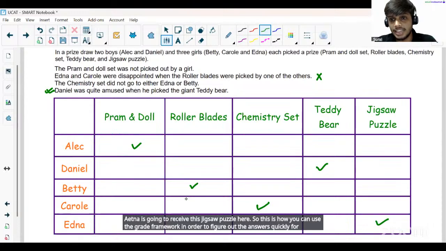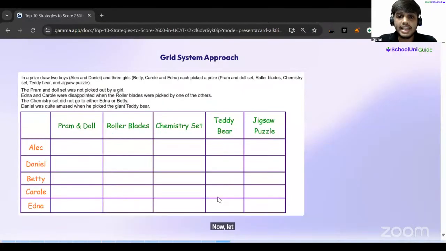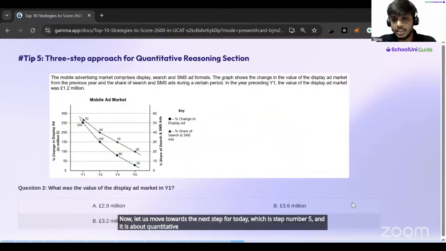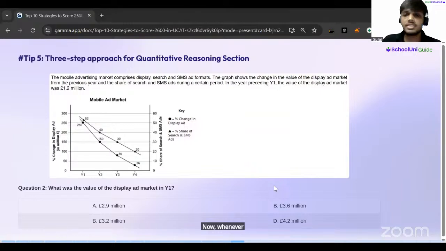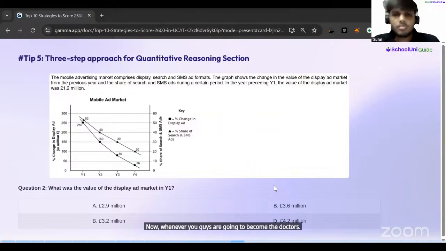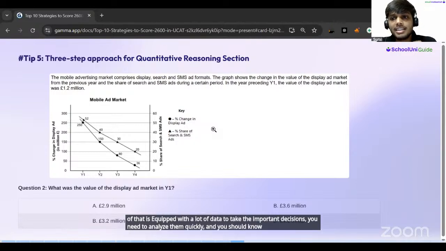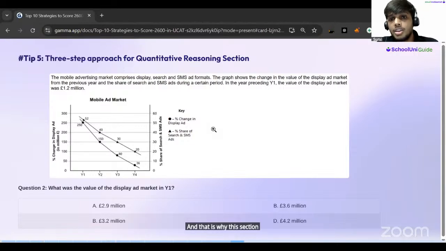Now let us move towards the next step for today, which is step number 5, and it is about the quantitative reasoning section. Whenever you become a doctor, you will be presented with a lot of ECG reports. You will be testing blood samples as well. All of that is equipped with a lot of data. To take important decisions, you need to analyze them quickly, and you should know exactly what that value means. That is why this section is present in the UCAT as well.